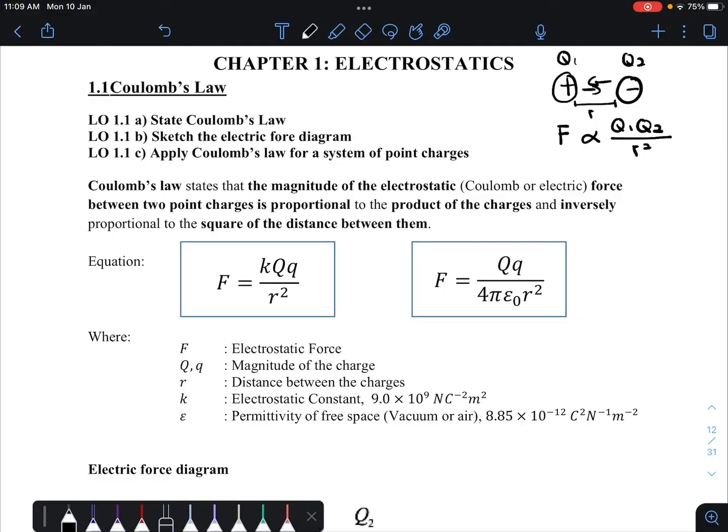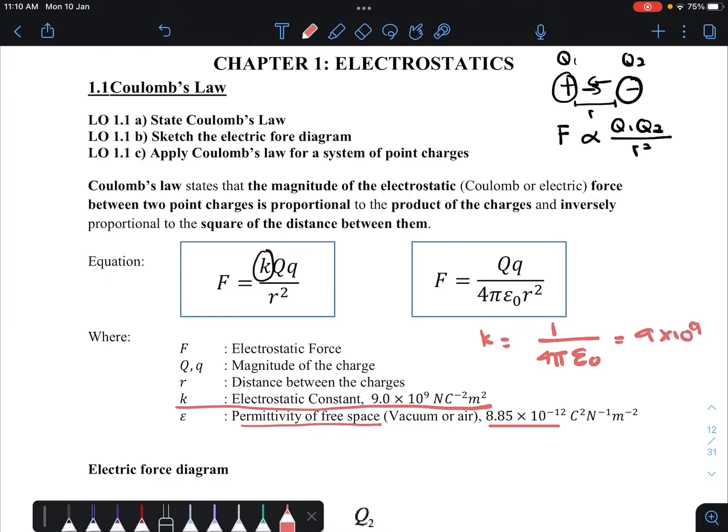Alright, so this proportionality has been changed into an equation by having a constant here, K. K is an electrostatic constant given below here with a value of 9 times 10 to the power 9 Newton per Coulomb square meter square. So K here is basically 1 over 4 pi epsilon naught, where epsilon naught is the permittivity of free space, which has a value of 8.85 times 10 to the power negative 12. So if you press the calculator, you will get 9 times 10 to the power 9, which is the constant for our K.